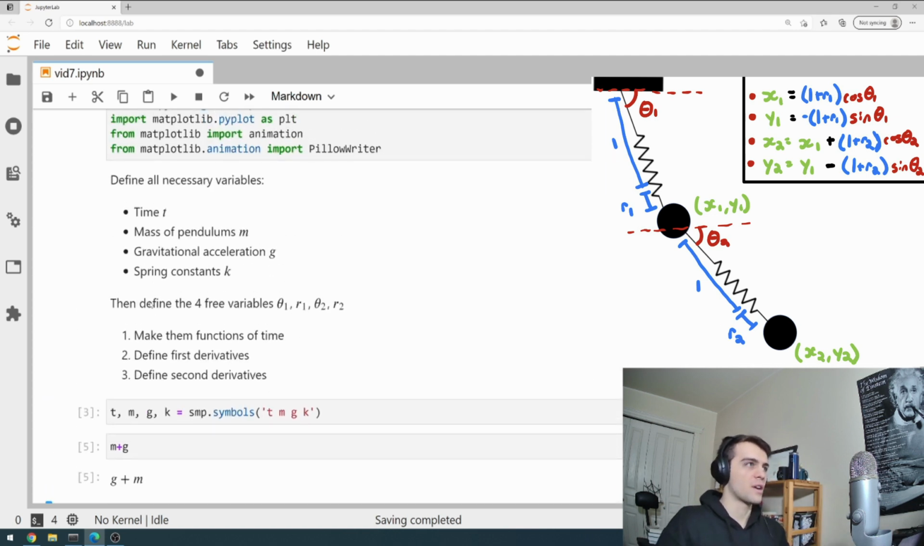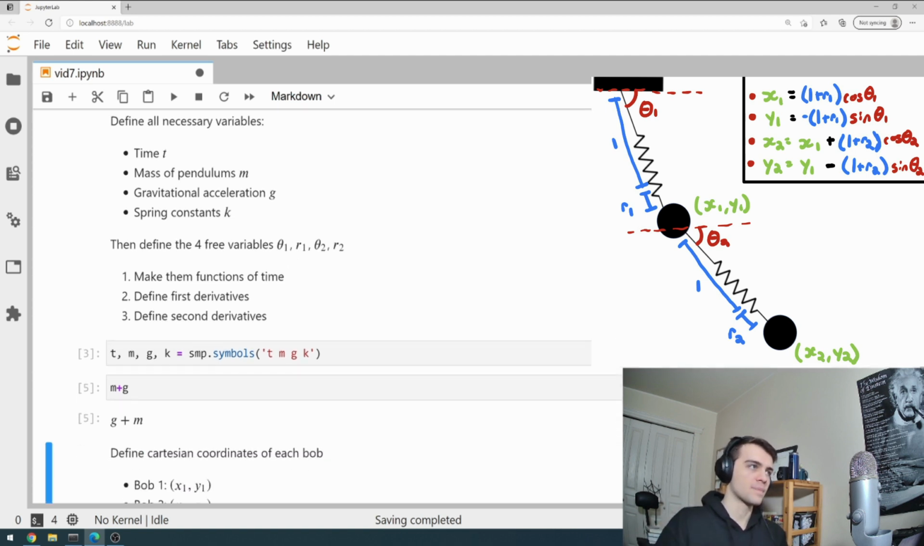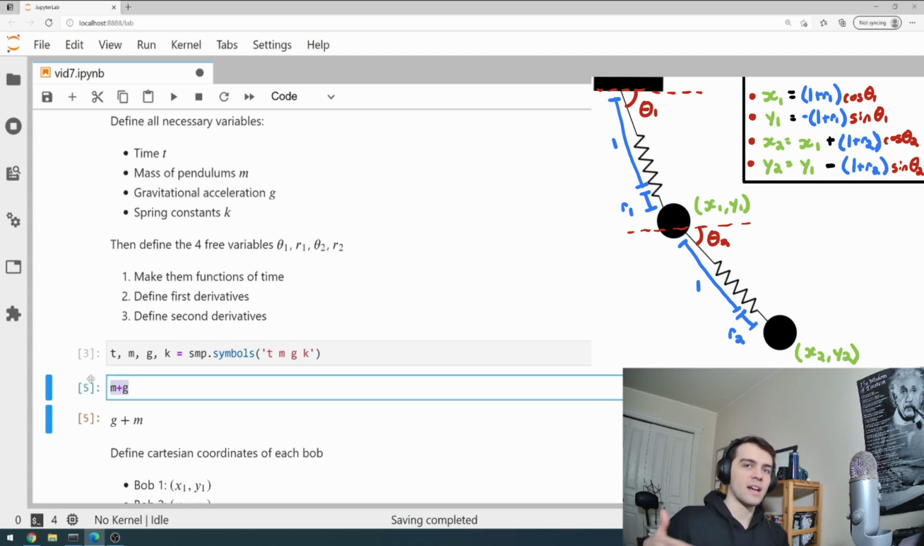So these are the basic variables. Now we need to define these 4 free variables, theta 1, r1, theta 2, r2. And these are functions of time, right? And we're going to compute them, and then we're going to also define their first and second derivatives, and this will come in later. So I'll do this for 1, and then I'll skip ahead for all, since we're doing the same thing for each of the 4 variables.